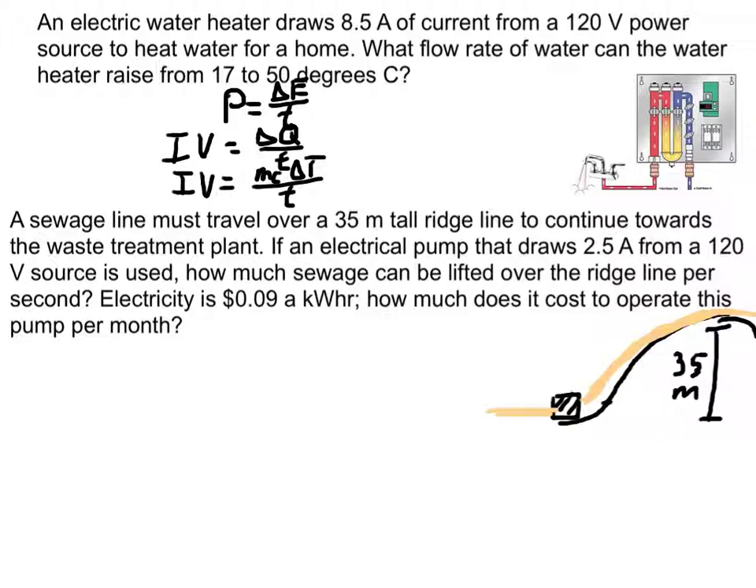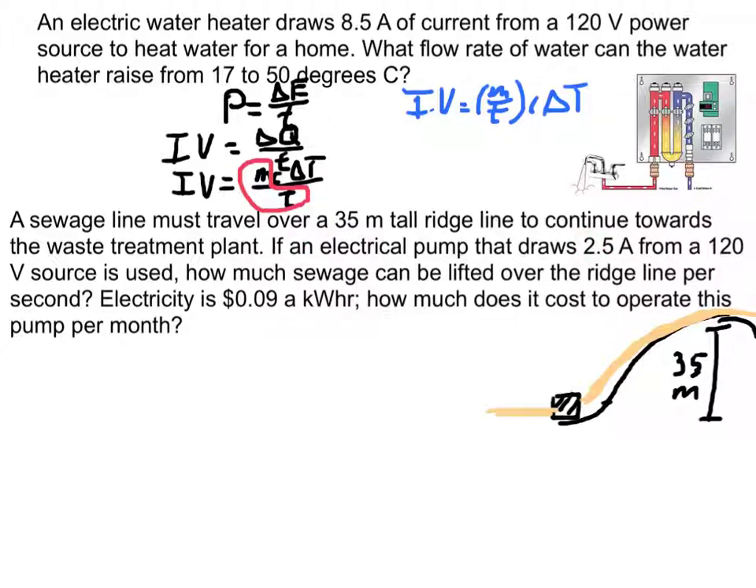And then, of course, your M over T becomes your flow rate. So you end up with IV equals M divided by T times C delta T, right? It's the exact same thing as what we did back in the thermodynamics unit, except now my power can become IV right here. But I'm not going to actually solve that problem. I want to come down here and solve another problem that is very, very similar.